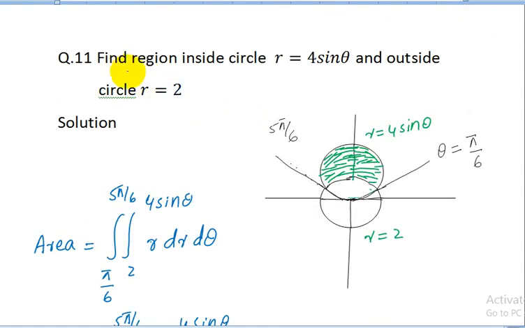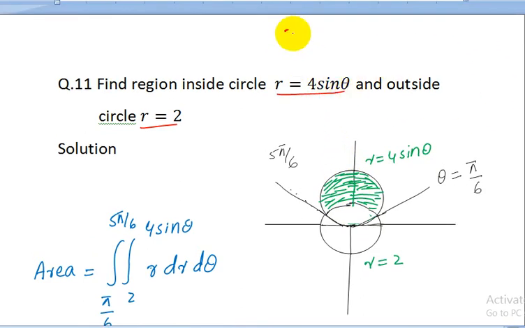The next problem is to find the region inside the circle r equal to 4 sine theta and outside the circle r equal to 2. So here are two circles. We have to find the area inside the circle r equal to 4 sine theta and outside the circle r equal to 2. So r equal to 2 is a circle of radius 2, and r equal to 4 sine theta is a circle passing through the origin having a radius 2.